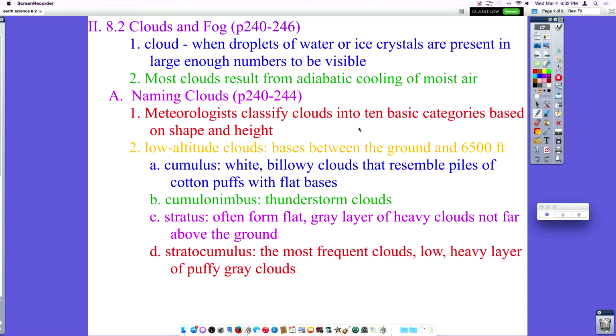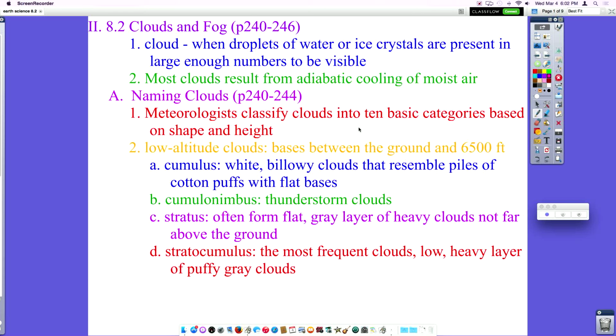These are clouds that have bases between the ground and 6,500 feet. Now, according to this definition, it would include fog. We're going to talk about fog later on, though. We're looking mainly at clouds that are up in the air. The first one is cumulus clouds. They are white, billowy clouds resembling piles of cotton puffs with flat bases, and they're usually relatively high in the air above our heads.